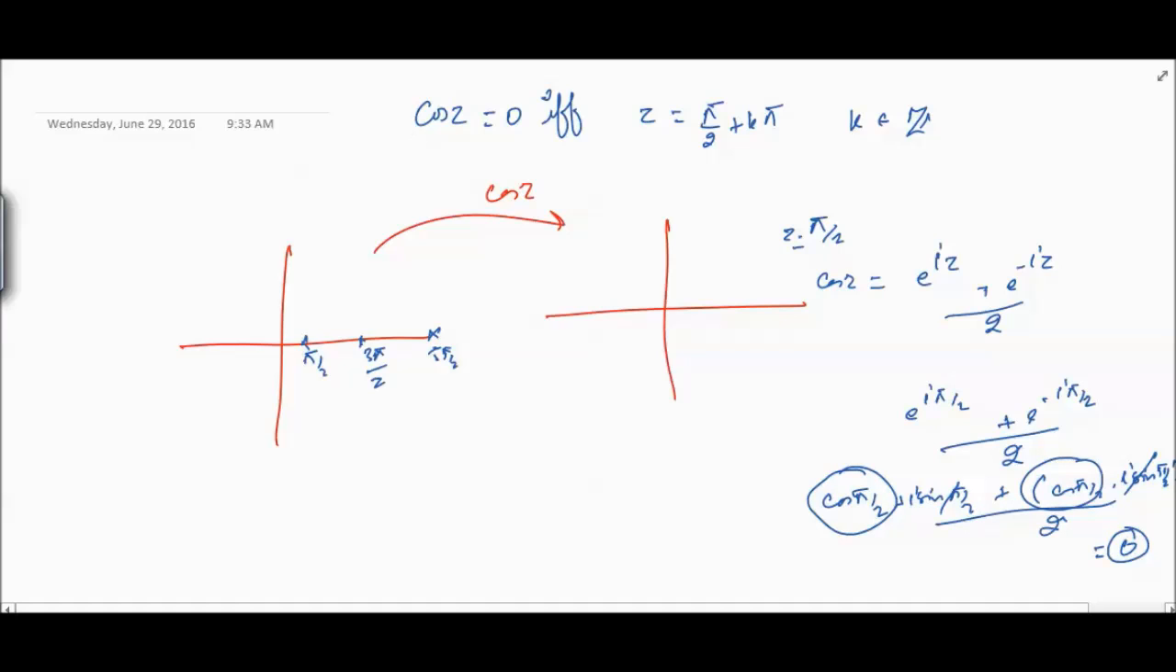Okay, so it means that both cos z and sin z, when you are treating them as functions from C to C, have their zeros located on the real line, right? Okay, so you can note one more thing.